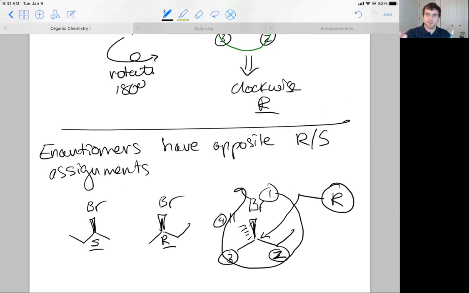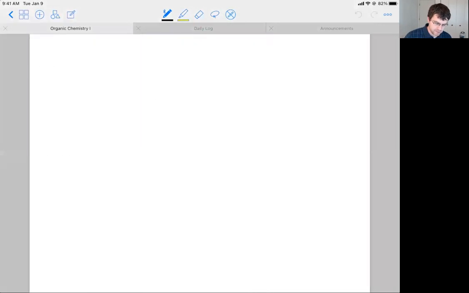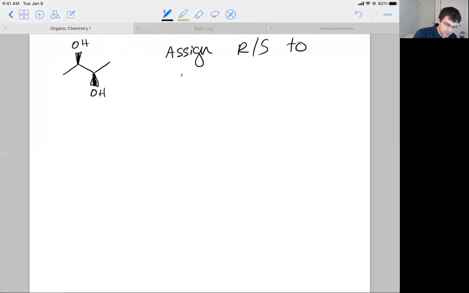So I guess before we break, let's look at diastereomers really quick. It's not too hard if we've gone this far. Let's pick a different group to attach. That'll work. Okay. So we've got this molecule, and I want to assign R/S to all stereocenters.